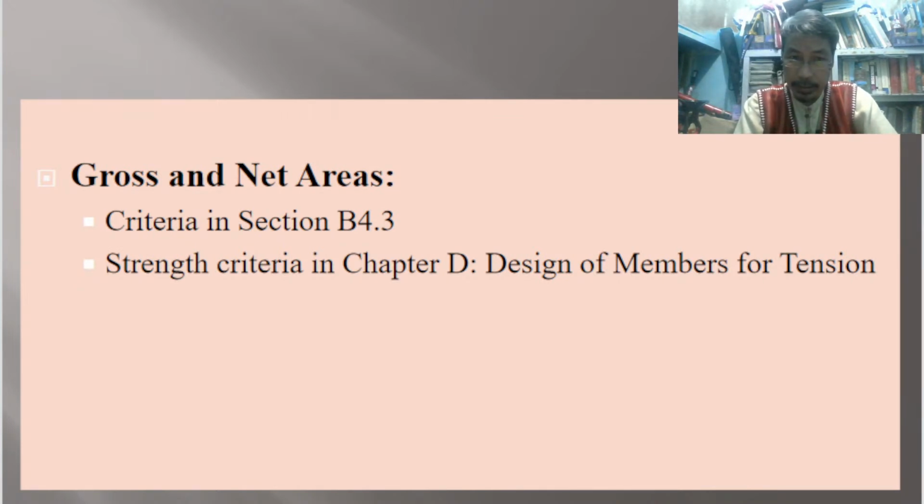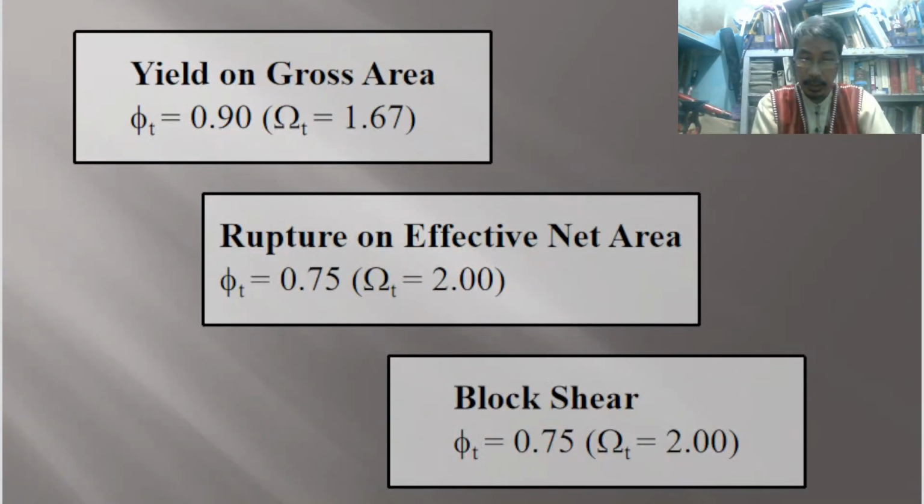Okay, where we can find it. Section B4.3, you can find the criteria. This strength criteria, again, when we are talking of strength, that is chapter D, design for tension members. Okay, so those are specific locations of code provisions in our manual. Okay, so we are talking about what? Gross area, net area, block shear.